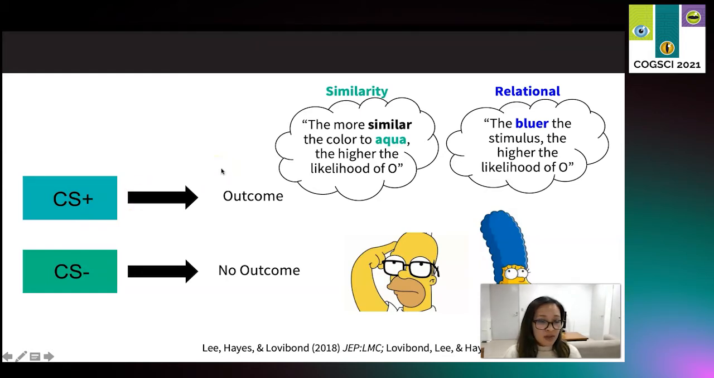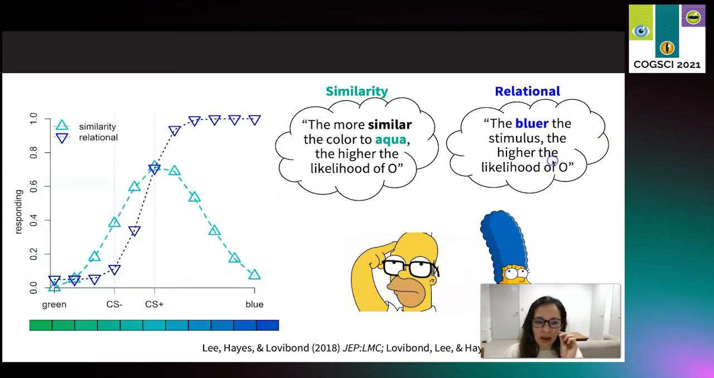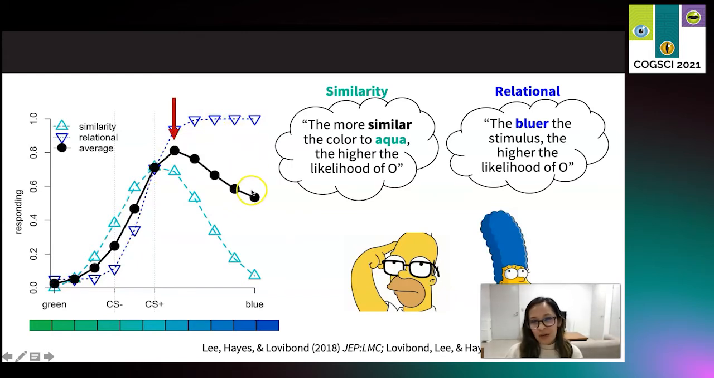So if there are individual differences and some participants learn this and some participants learn that, we might expect to see different generalization gradients in these two subgroups. And they might look like this. So we might expect to see a symmetrical and peaked gradient in the similarity subgroup, but this kind of more monotonic sigmoidal function in the relational group. And the key point here is that if you average the two, you get a peak shift at the aggregate.